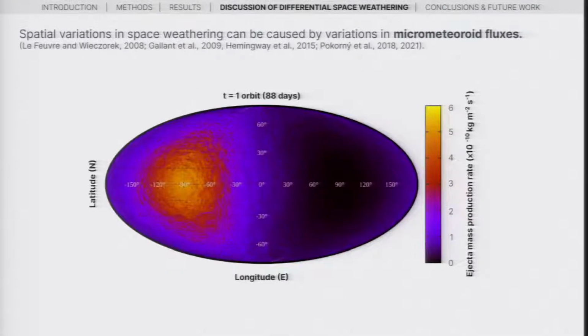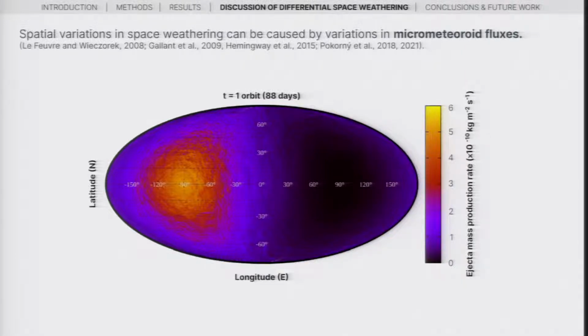But of course, other processes can affect the surface properties as well, and especially when considering space weathering. So, for example, micrometeorite fluxes. So these plots were constructed by Peter Picorni. They are using his models that he published in 2018 for Mercury. But what he's done for these plots is look at the micrometeorite bombardment that you would get over the planet over a single orbit.